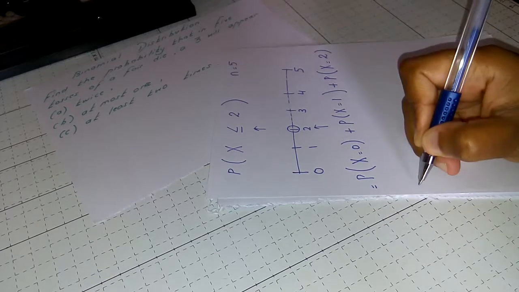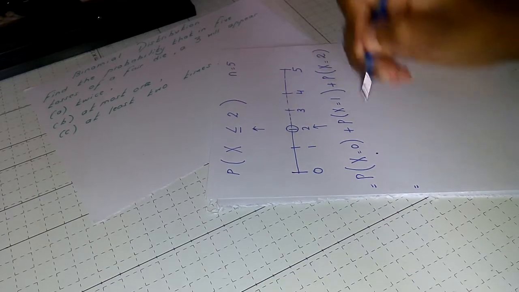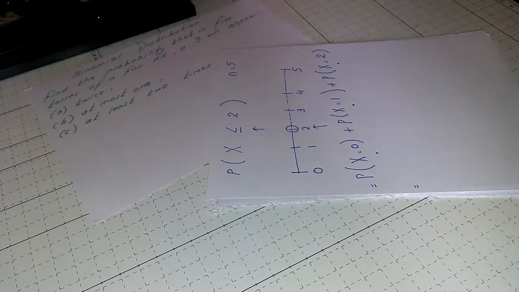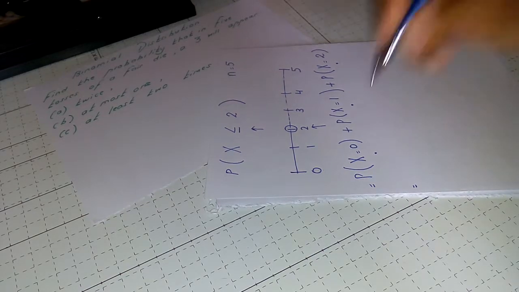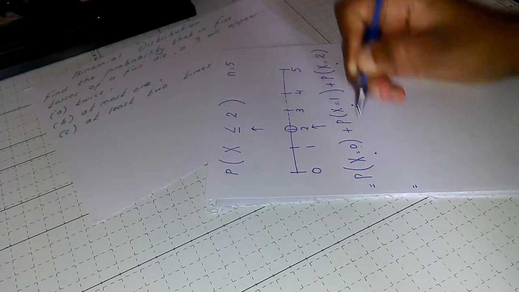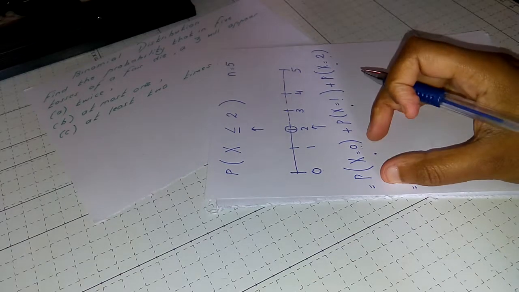Now, to get the probability correctly, I suggest that you calculate each probability and then add. Don't try to do it all at one time. You will definitely make mistakes, right? So we are going to find for x is equal to 0. Here my r is 0, here my r is 1, here my r is 2. So let's work out this one first.